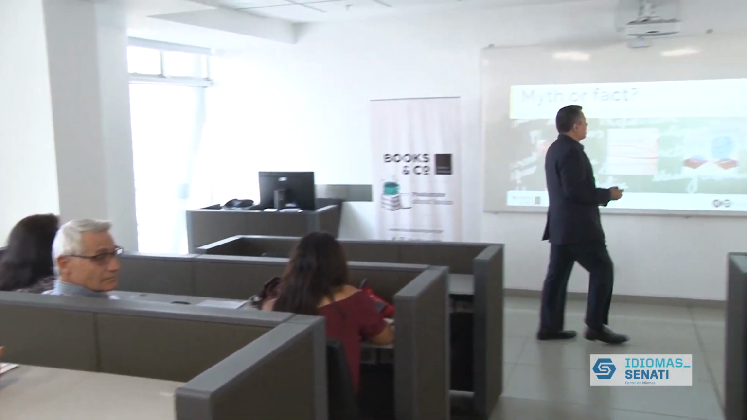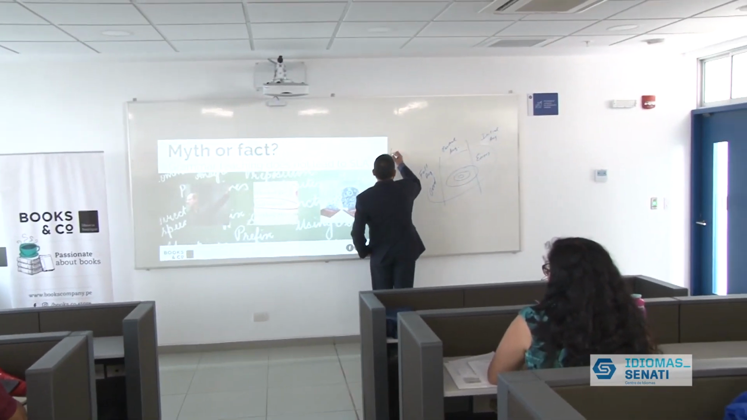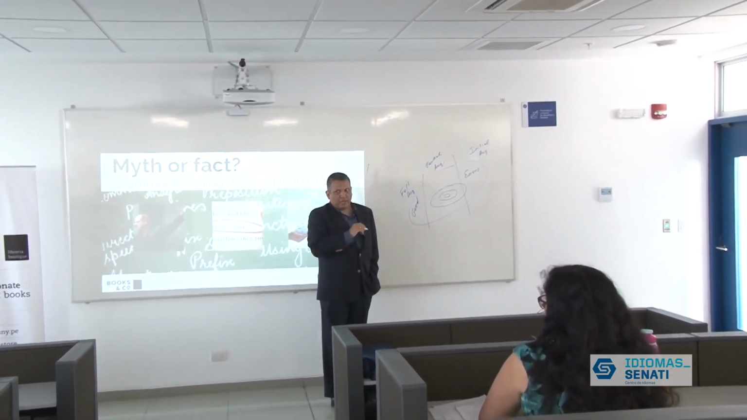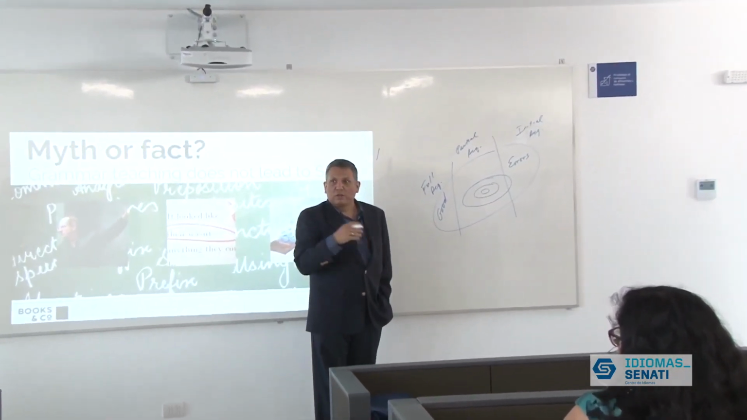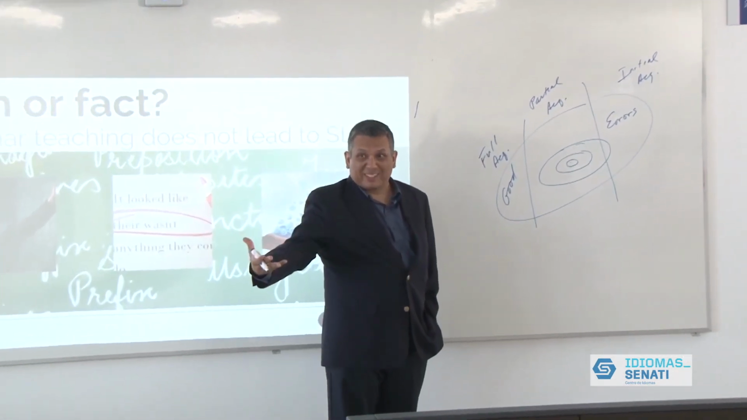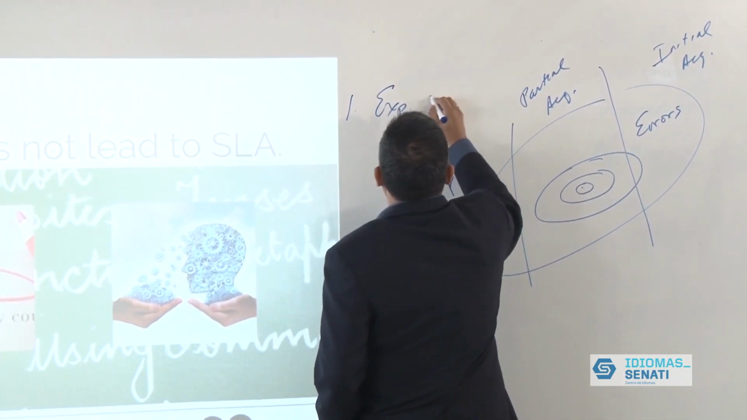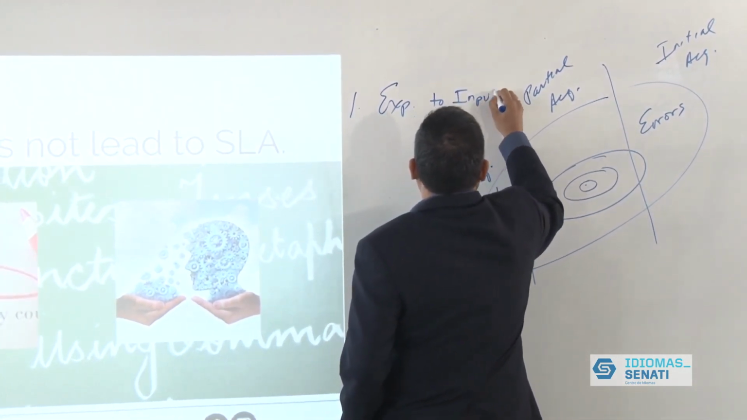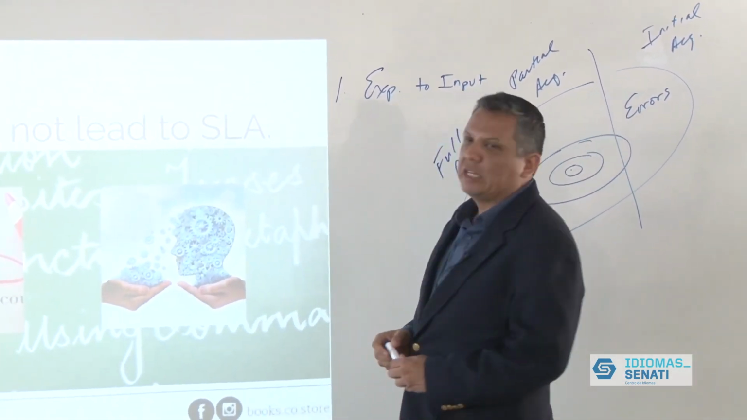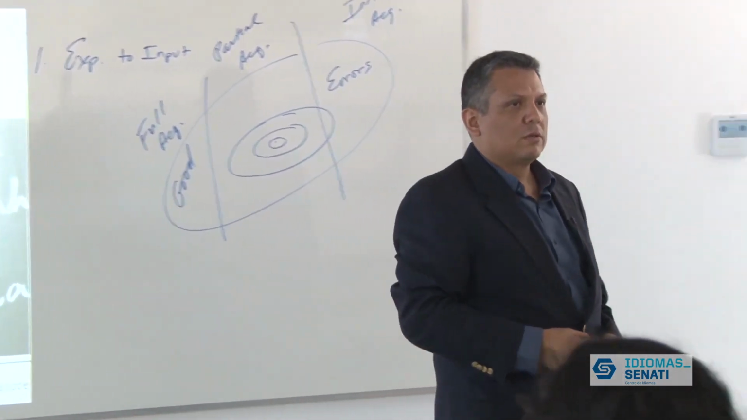That's excellent. So let's put that down. So Percy says we don't necessarily need grammar to acquire language. We can acquire language through simple input, exposure to expansive input. So Percy says we don't need grammar. Saul, what do you think?